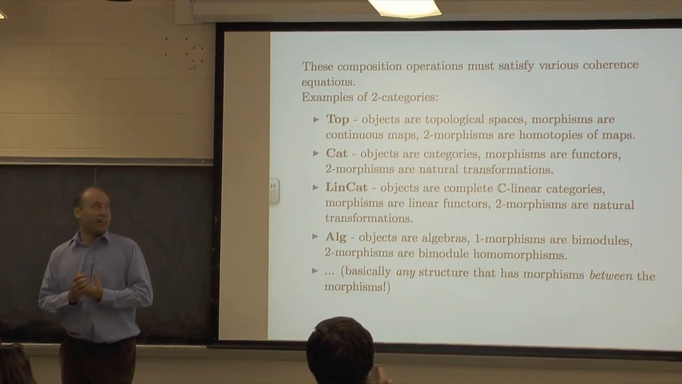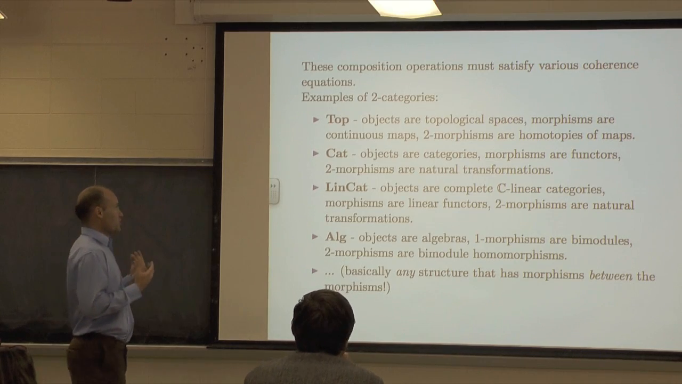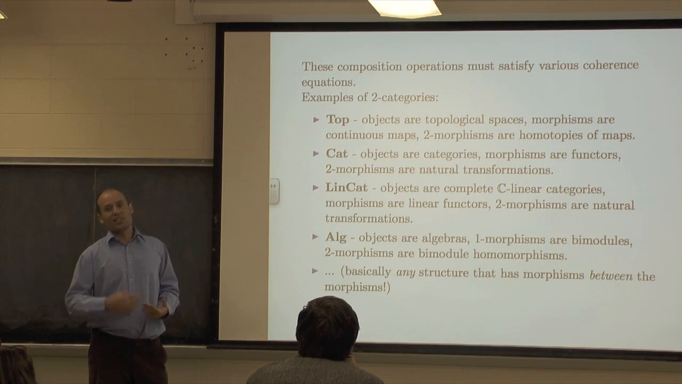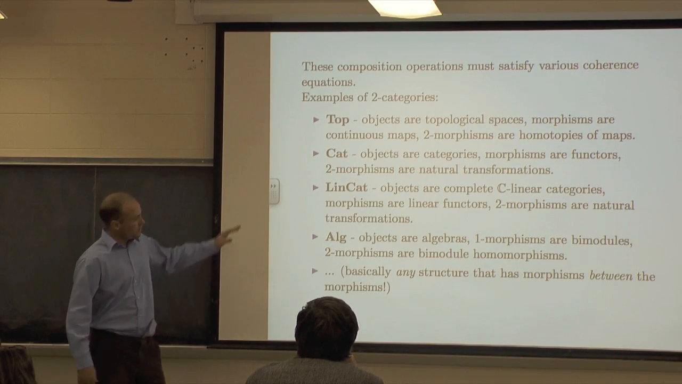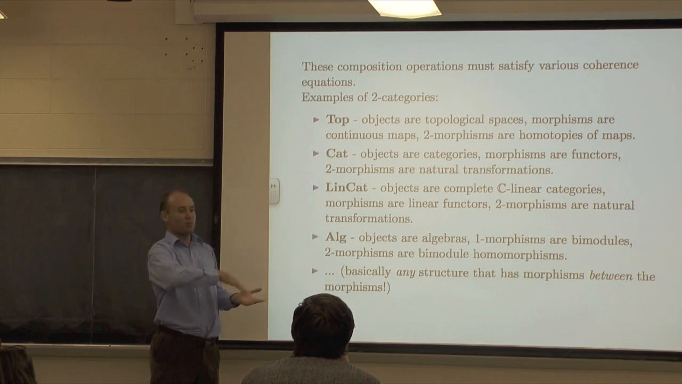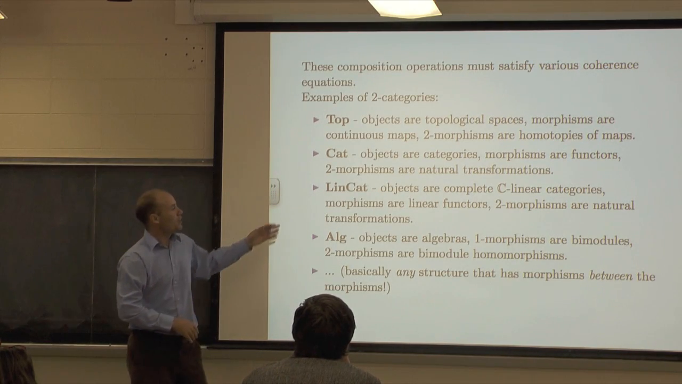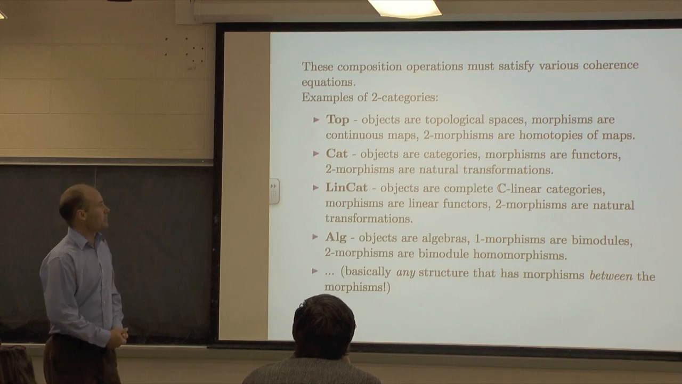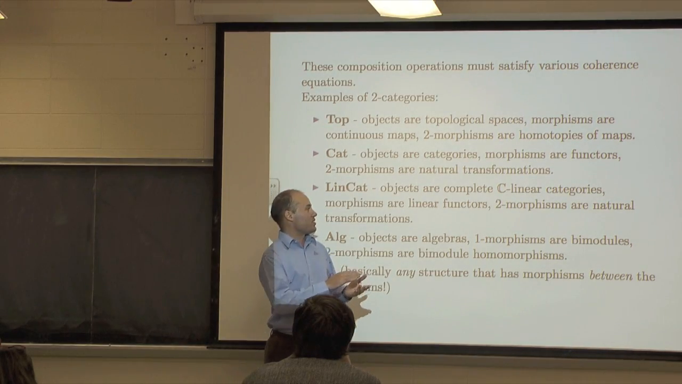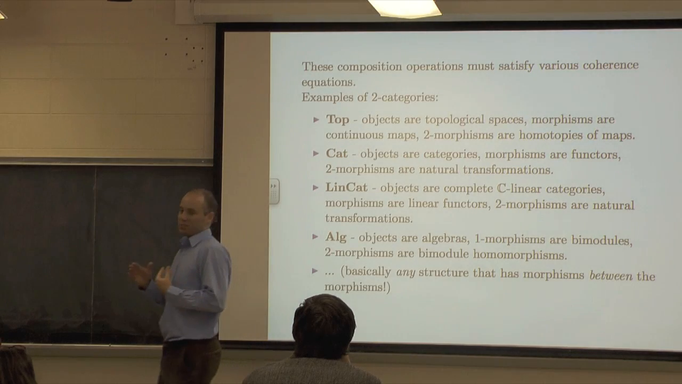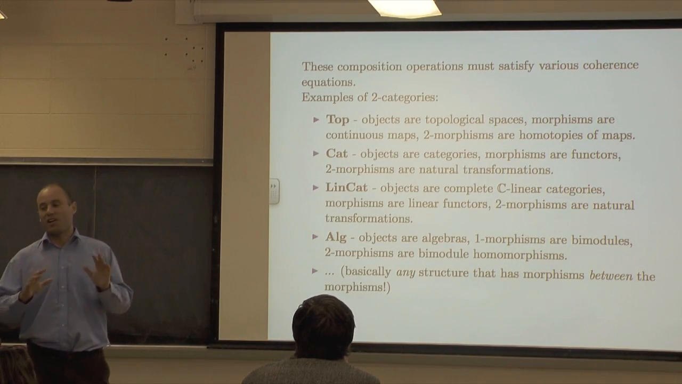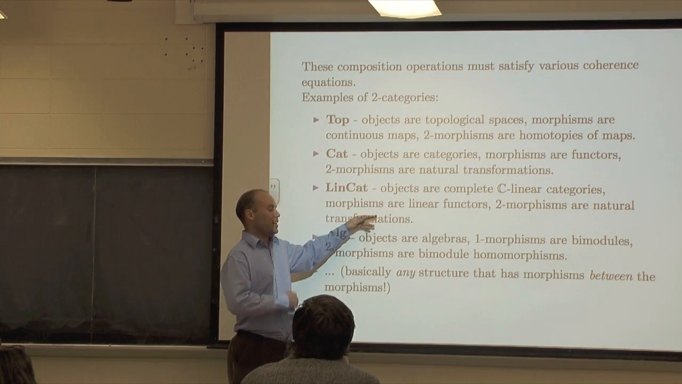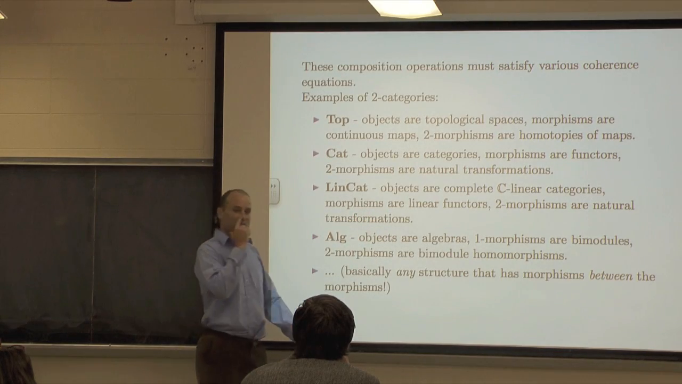So, some examples of 2-categories to think about. Top is the 2-category whose objects are topological spaces, whose morphisms are continuous maps, and whose 2-morphisms are homotopies between continuous maps. In Cat, the objects are categories, the morphisms are functors, and the 2-morphisms are natural transformations. In Lin-Cat, the objects are complete C-linear categories. I'm just dealing with the complex numbers. So that's a category where the Hom sets are finite dimensional complex vector spaces. Complete in the categorical sense basically means that all the limits and colimits that you want must exist. Okay. Morphisms are linear functors, meaning they're linear at the level of Hom sets, and 2-morphisms are natural transformations.